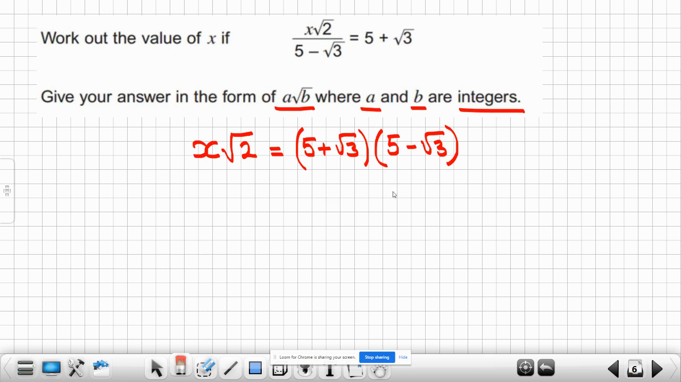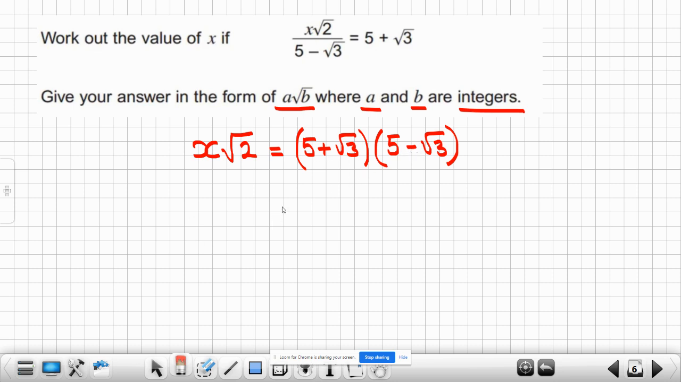What I would hope you would see at this point is that here we have the difference of two squares. This is the conjugate of this. Don't worry too much about that language. The important thing is we've got the same amount in both brackets. So they've both got a 5, they've both got a root 3 with alternate signs.